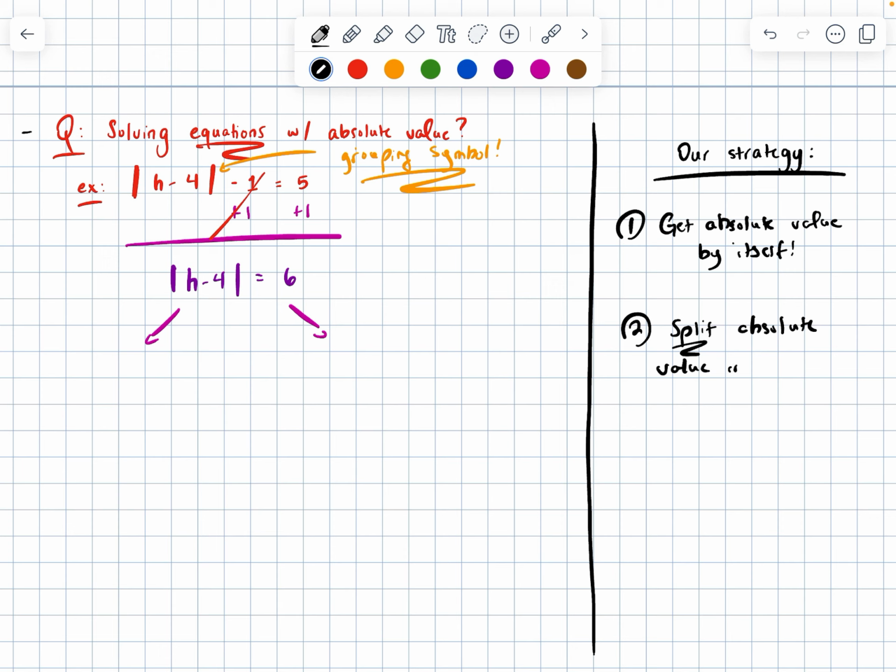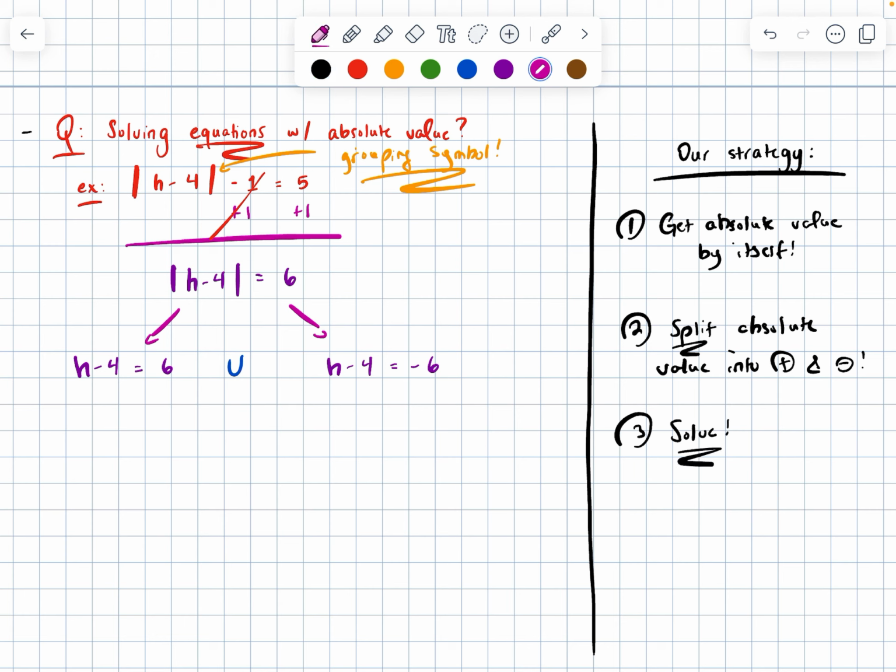I'm going to split up my absolute value. As we saw above, I've got 2 options. There's a positive and there's a negative case. So if the thing inside the absolute value has an absolute value of 6, then the thing inside the absolute value, in this case the h minus 4, it could have been positive 6, or it could have been negative 6, right? It had to be either positive 6 or negative 6 if when I took its absolute value, I got 6. And now that I'm here, I've got some nice linear equations that I know how to solve.